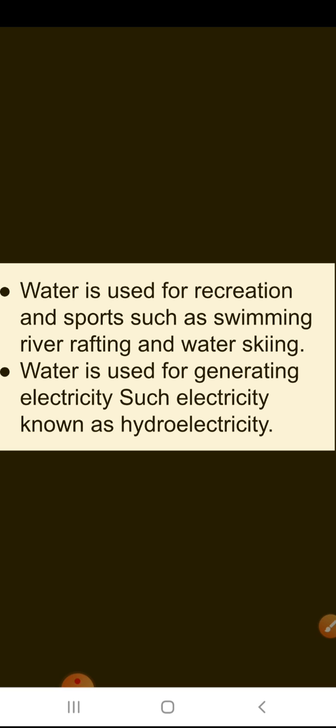Next point, water is used for generating electricity, and such electricity is known as hydroelectricity. As we all know, water is used in dams for generating electricity. You must have seen or heard about the Tehri Dam. It is a dam built on a river, and through that electricity is produced. The electricity produced through water is known as hydroelectricity.